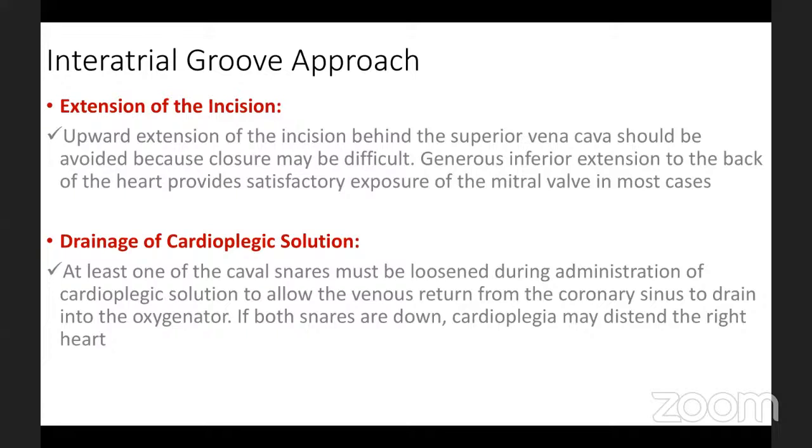Also, drainage of cardioplegic solution. At least one of the caval snares must be loosened during the administration of cardioplegic solution to allow venous return from the coronary sinus to be drained into the oxygenator. If both snares are down, the cardioplegia will distend the right-sided heart.